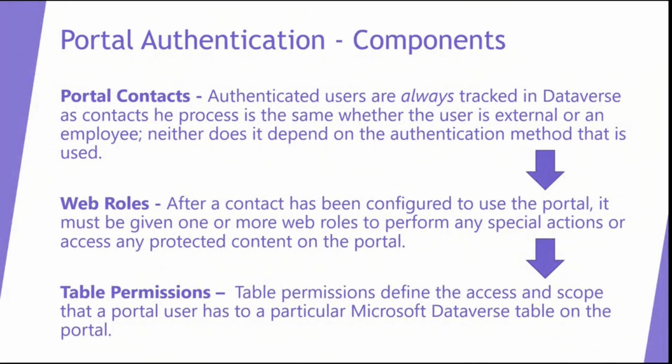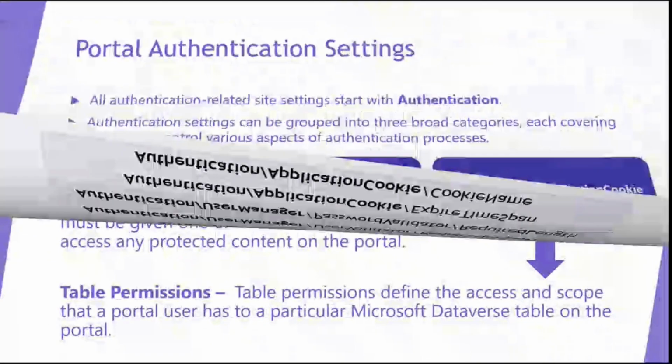So we have table permissions, similar to the access level in the security role, where on each individual table we provide access like organization access, business unit level access, or parent-child business unit access. In a similar way, we have global, parental, self, contact, and account level table permission scopes as well. So these are the three major components that make up portal authentication.